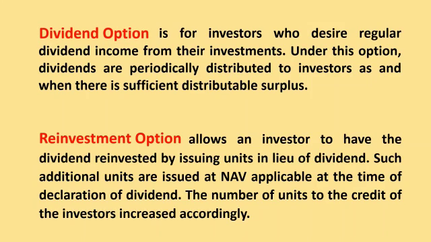Dividend option. Dividend option is for investors who desire regular dividend income from their investments. Under this option, dividends are periodically distributed to investors as and when there is sufficient distributable surplus. Reinvestment option allows an investor to have the dividend reinvested by issuing units in lieu of dividend. Such additional units are issued at NAV applicable at the time of declaration of dividend. The number of units to the credit of the investors increases accordingly.